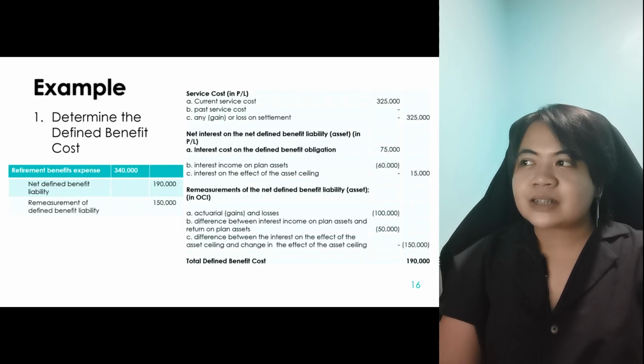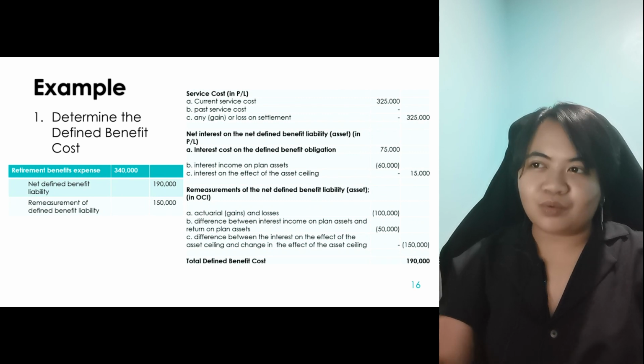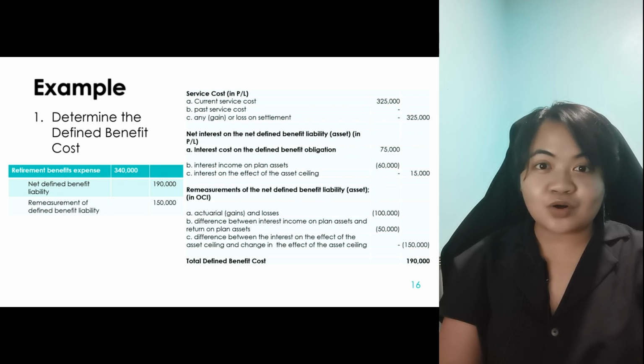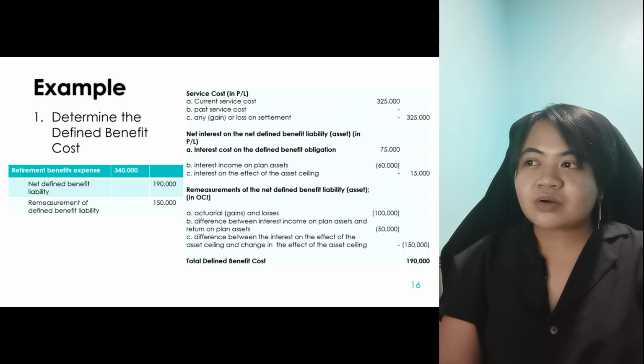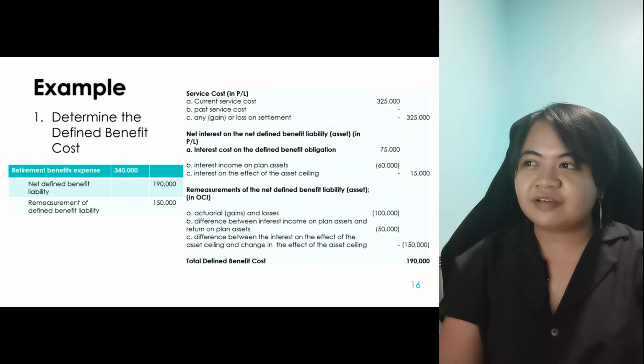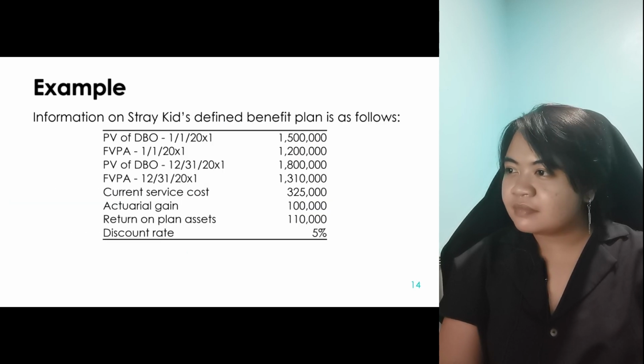Okay? So, next, we determine the defined benefit cost. So, yung mahabang solving, okay? Pasok niyo lang siya dun sa template. You have current service cost, 325. Wala po tayong past service cost. Walang gain and loss on settlement na given. So, your total service cost is 325. Okay, next, net interest on net defined benefit liability. Okay, your interest cost is 75,000. Ma'am, paano nakuha? 5% times 1.5 million. Ano? Yan, 75. And then you have interest income.